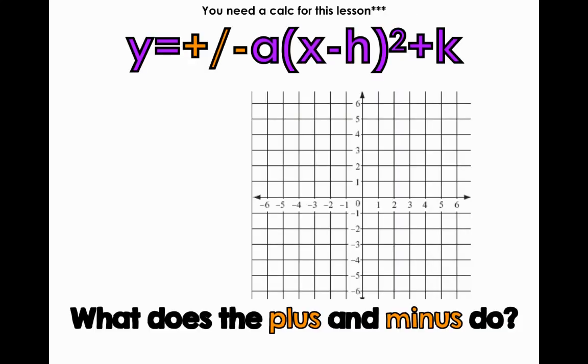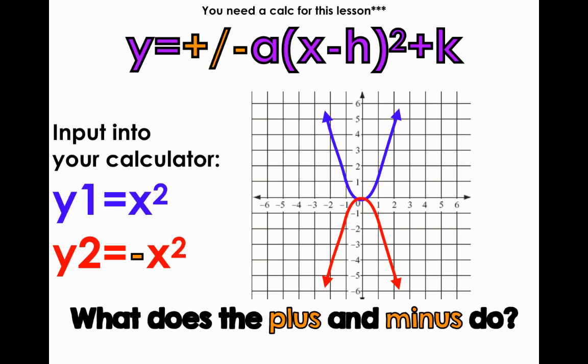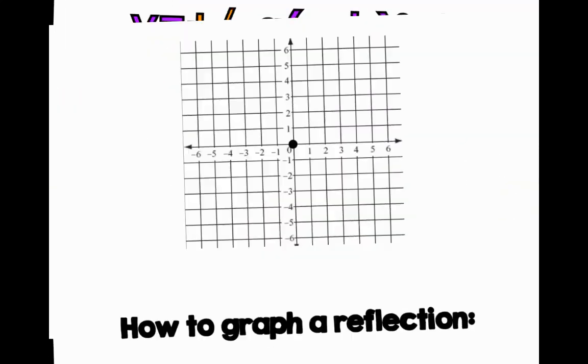All right, now we'll move into our plus or minus. So what does the plus or minus do? So we'll try y1 is x squared, and then we'll put a negative in front. So if I graph y1, I've got my normal parabola, and if I just put a negative in front of it, it reflects across the x-axis. This is a vertical reflection. So it's a reflection across the x-axis. What that means is all my y values are becoming negative.